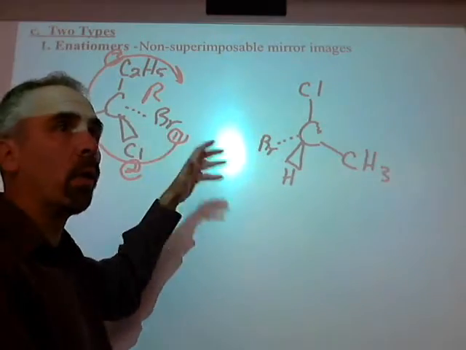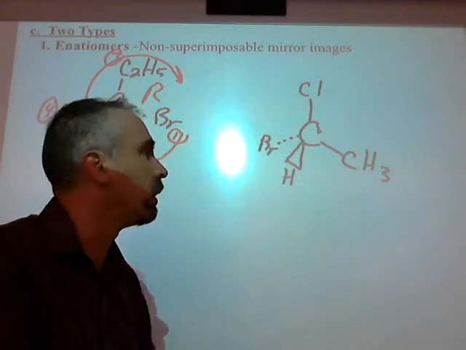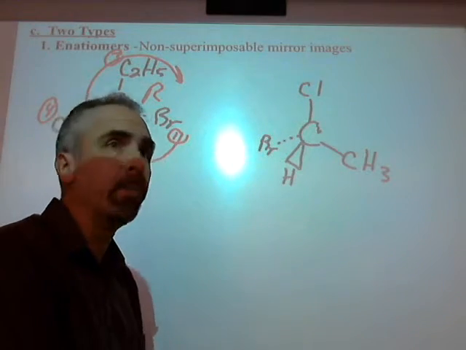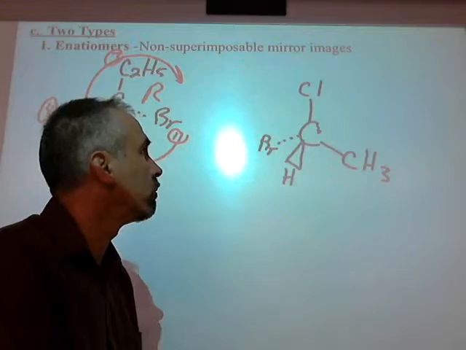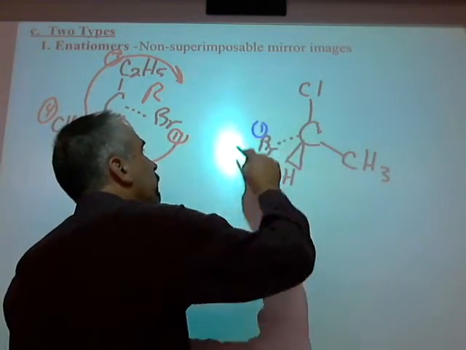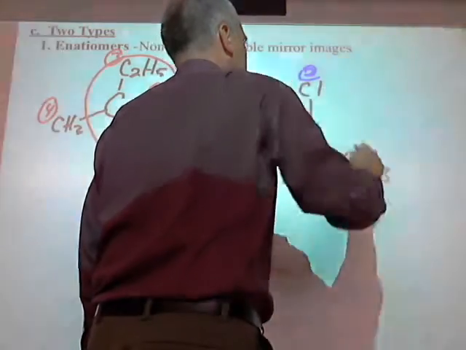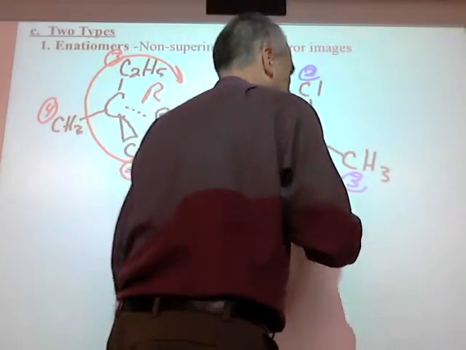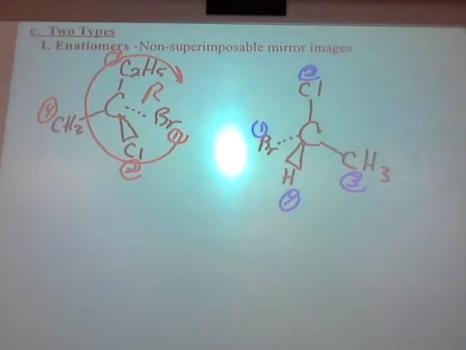This one, I want to do them in all kinds of positions here. Now, this guy here, I bet you have some wrong on this one. Let's assign the priorities first, okay? First, highest priority is 1 for bromine, 2 for chlorine, 3 for this guy, and 4 for that guy. All right, and here's what happens in this guy.